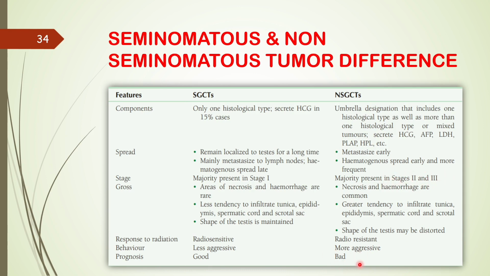That's why the prognosis is poor in a non-seminomatous tumor, because it is in a higher stage. While if it is stage 1, then prognosis is good, because in seminomatous the tumor is in stage 1, so prognosis is good. While here it is poor.